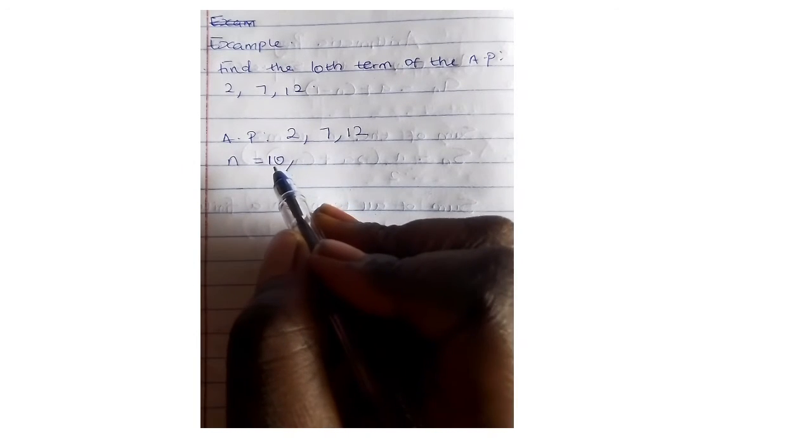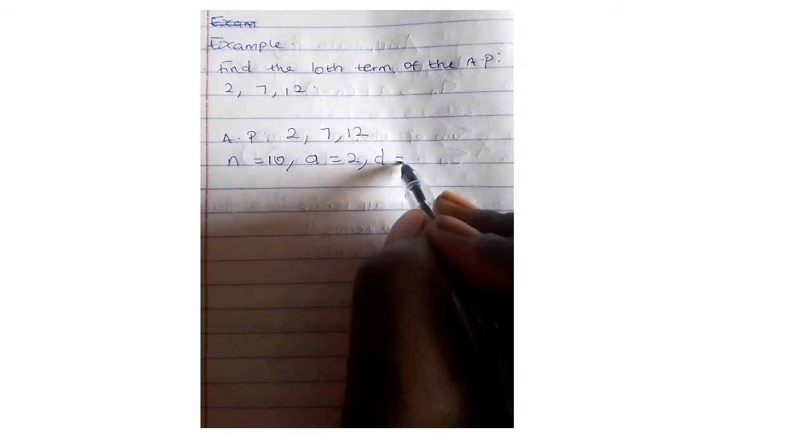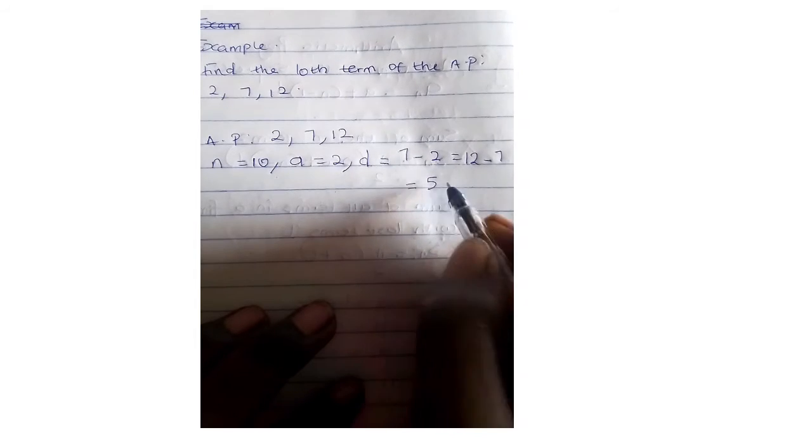Our AP is given as 2, 7, and 12. The number of terms we're asked to look for is 10, so we say n is equal to 10. The first term given in the sequence is 2, so we say our first term a is equal to 2. Then the common difference, which is the difference between the numbers, is 7 minus 2, which is equal to 12 minus 7. All of this gives us 5. So the common difference is 5.